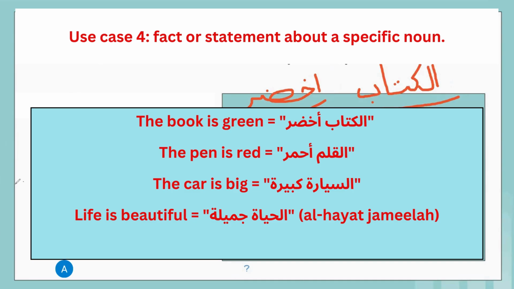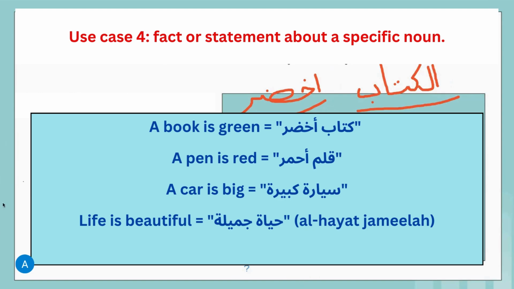And each of these would be translated like this: Al-Kitab Akhdar. The book is green. القلم أحمر. السيارة كبيرة. الحياة جميلة. So you can observe the ta marbuta at the end of the first word. السيارة, it's feminine, so we are following with a feminine adjective. Likewise, الحياة, ta marbuta, feminine word, it follows the feminine adjective جميلة, right?